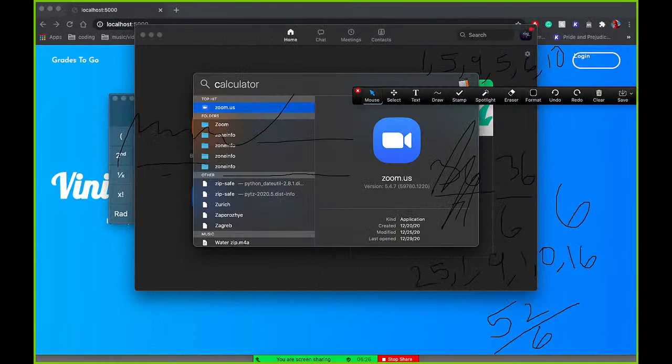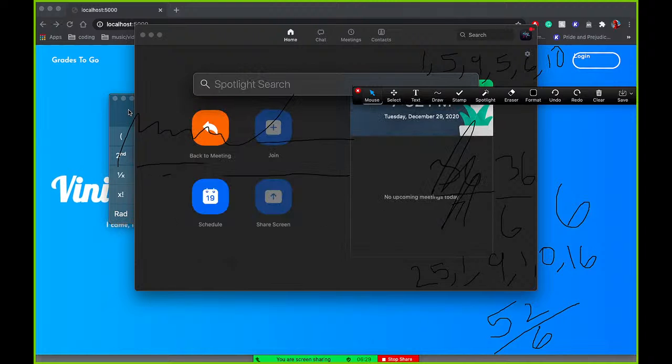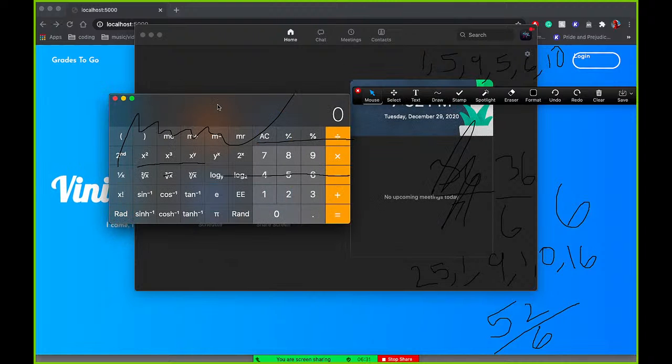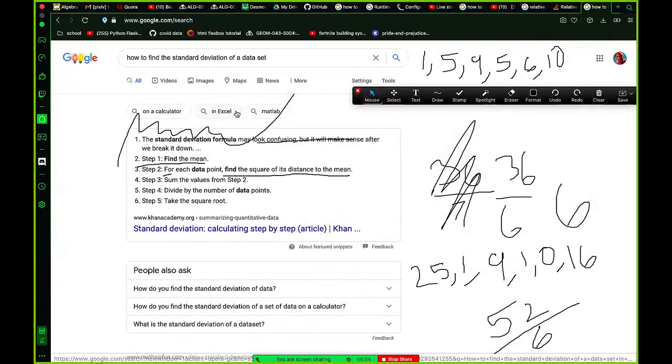So let me just bring up my real calculator. Okay, I already have it pulled up. So that's 8.666666666666667, and then basically you have to square root this. So you get something like 2.94, and basically that's the standard deviation of this data set.